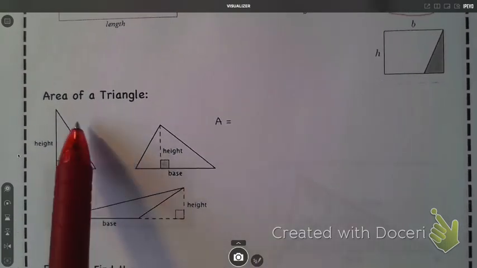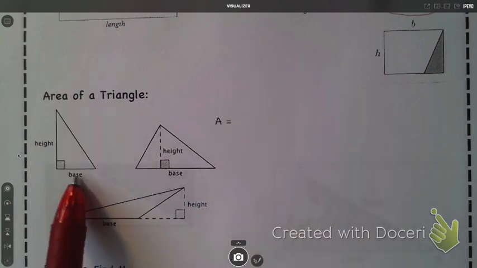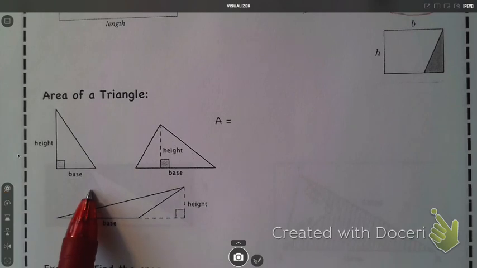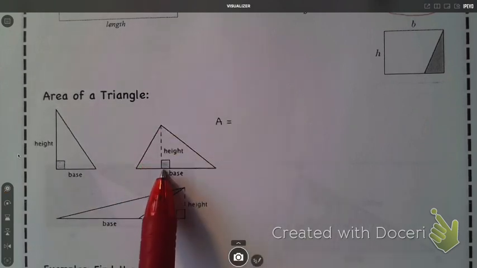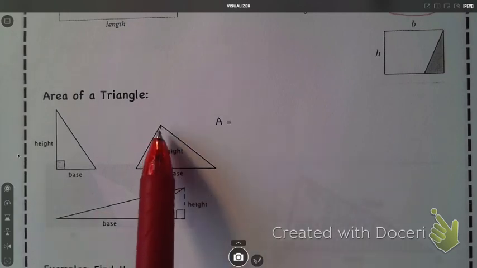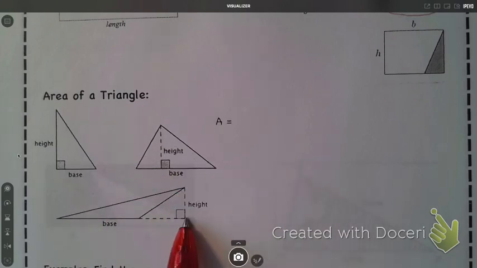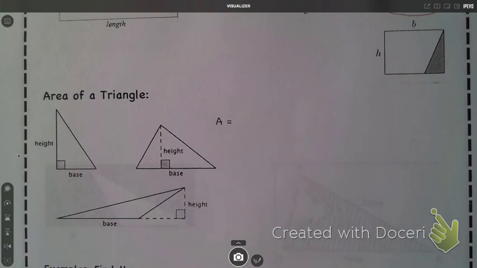See all the different triangles I have here? I have a right triangle, and the base and the height are the two legs, and we've talked about that before, right? I have a triangle with the height in the middle, and I also have a triangle with the height on the outside. But what do you notice the height and the base make in every single one of these? A right angle. So that's how you know it's the height.